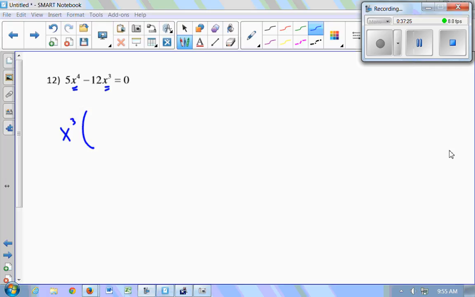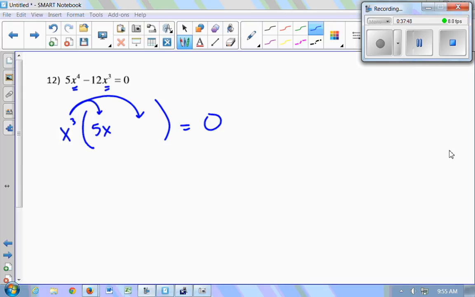This is like a reverse distribution process. So what I'd be left with when I distribute my x cubed to 2 terms here, I want to make it so that when I distribute the x cubed, I get what I started with, the 5x to the 4th minus 12x cubed. So x times what would give me 5x to the 4th?